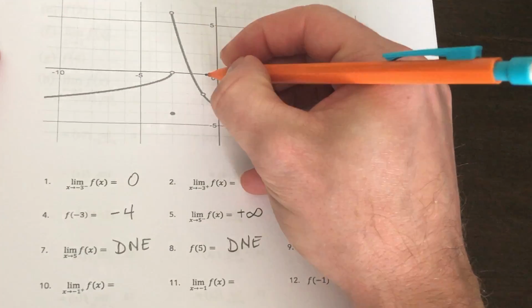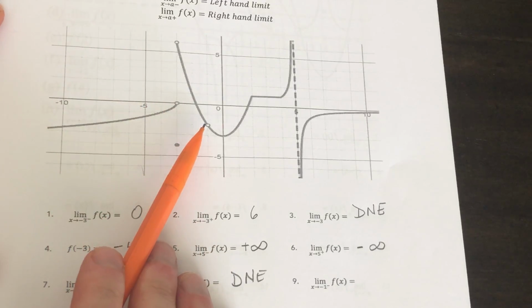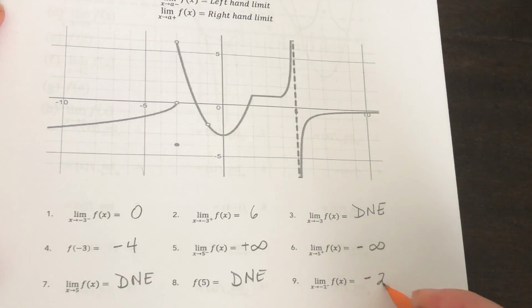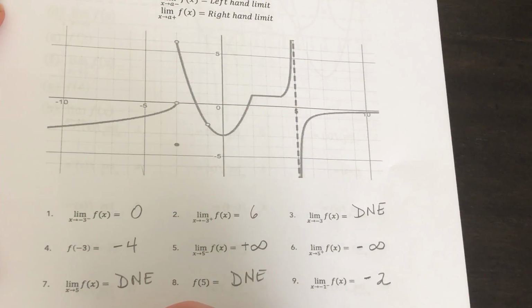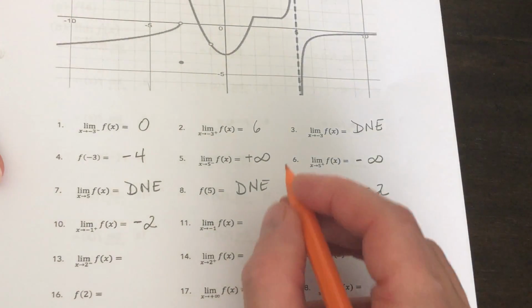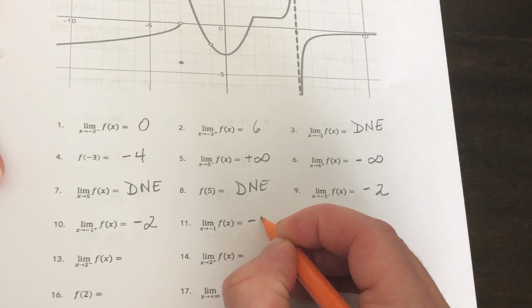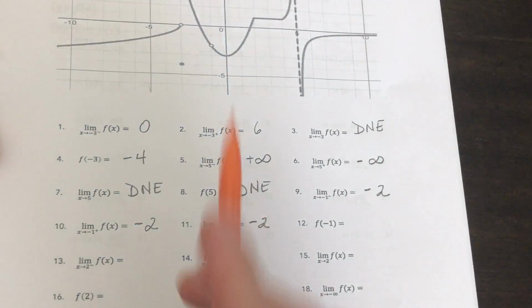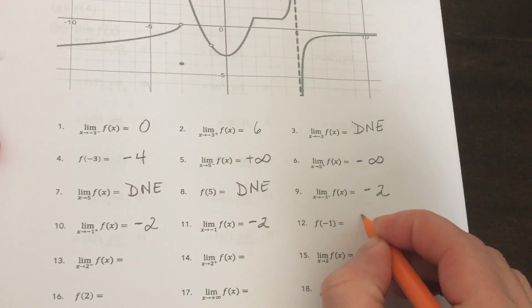Okay, so the limit as x approaches -1 from the left-hand side. So x approaches -1 is this line right here. As I come from the left-hand side, my y value is -2. As I come from the right-hand side of the graph, my y value is equal to -2. Since the left-hand limit equals the right-hand limit, the limit is equal to -2. Now, f of -1, there's no colored in point right here, so we have to say it does not exist.